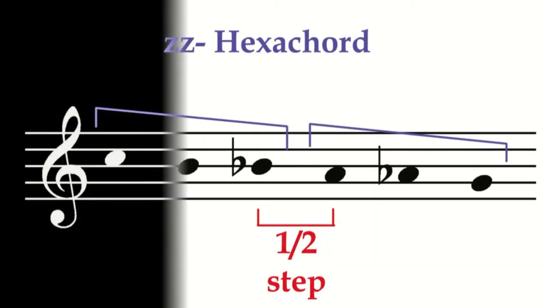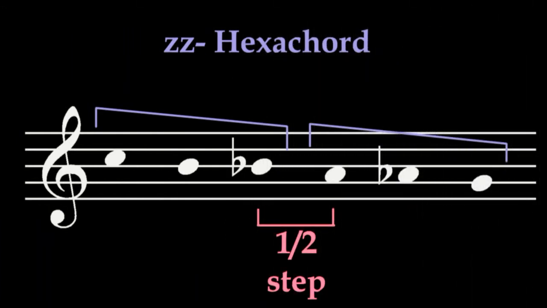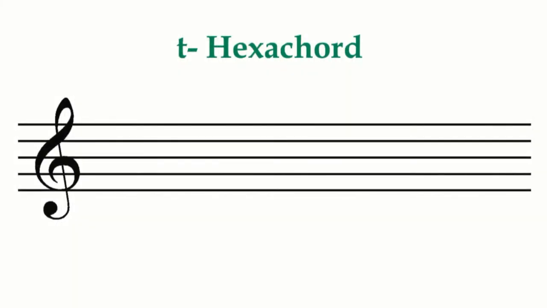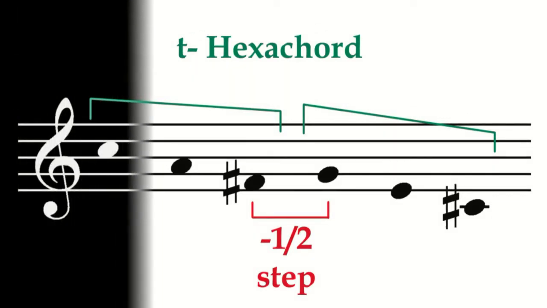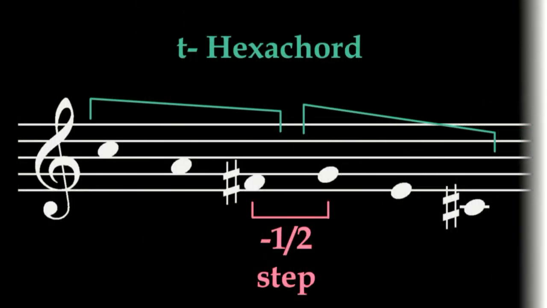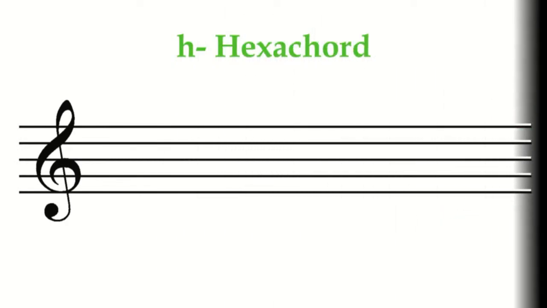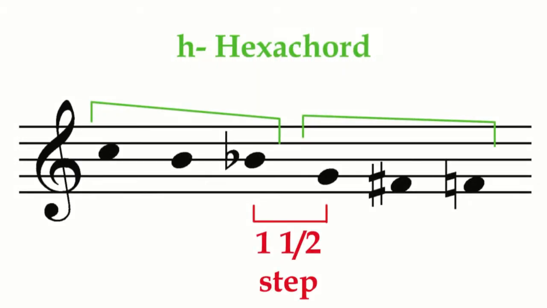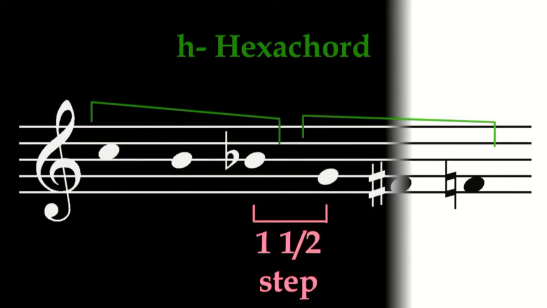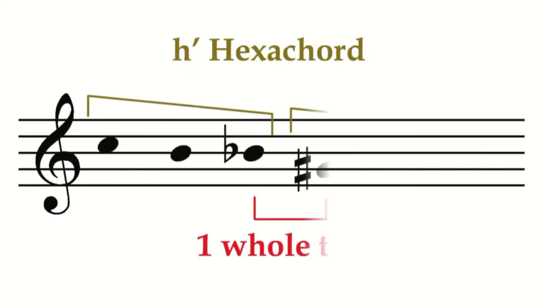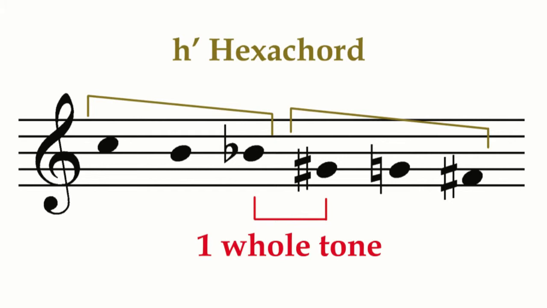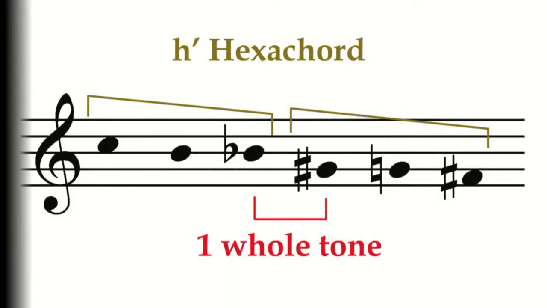Type T, minor third hexachords, are made of two augmented trichords connected by a half-tone step backwards. Type H, half-tone hexachords, are made of two diminished trichords in a distance of 3 half-tone steps. Type H stroke, narrow half-tone hexachords, are made of two diminished trichords connected by 2 half-tone steps.